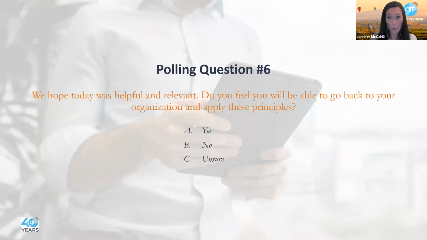So we do hope today was helpful and relevant. We want to hear back from you to see if you feel like you have some additional tools that you can take back to your organization to apply these principles. While you're answering that, I want to give you the final CPE word, which is mission. M-I-S-S-I-O-N. Mission is the final CPE word.